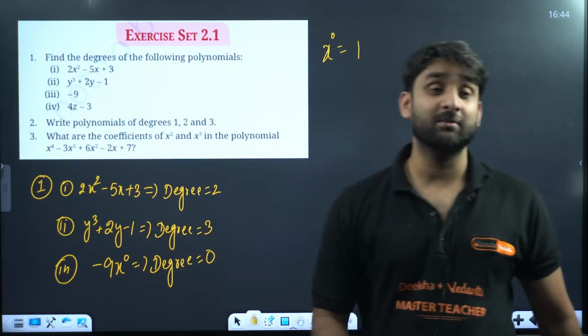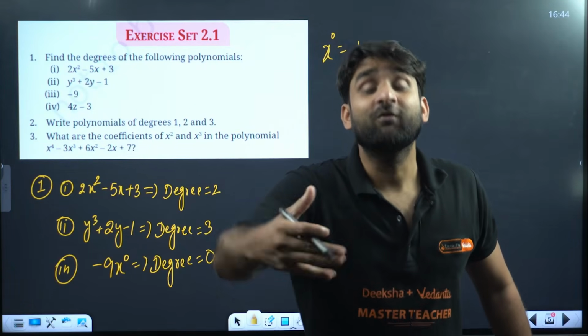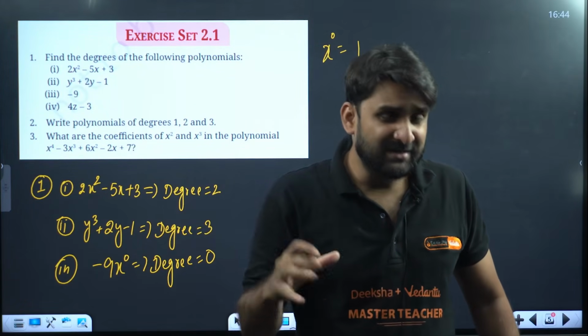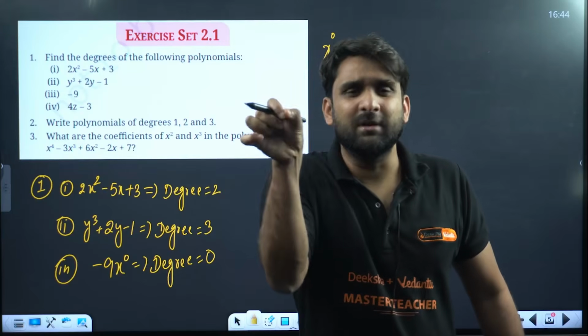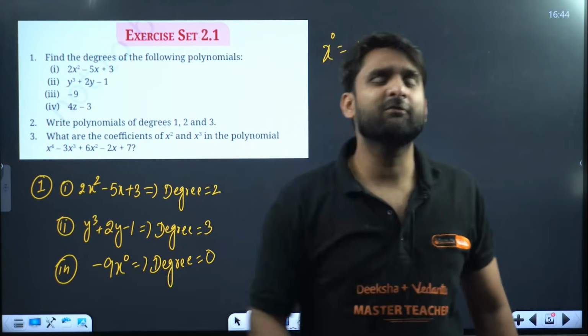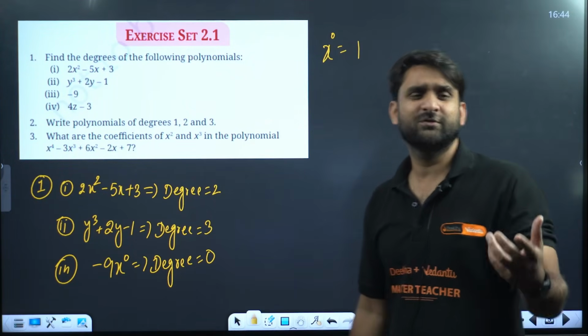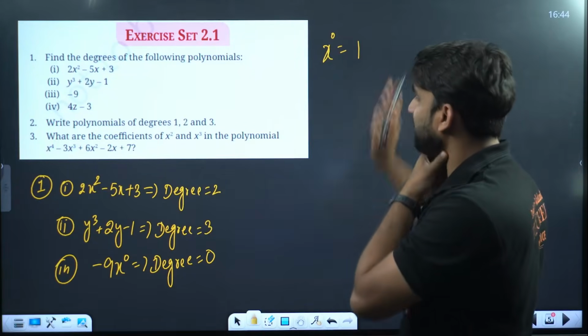Because there is no variable. And why no variable? It indicates that the exponent of the variable would become 0. That's why the existence of the variable has vanished.